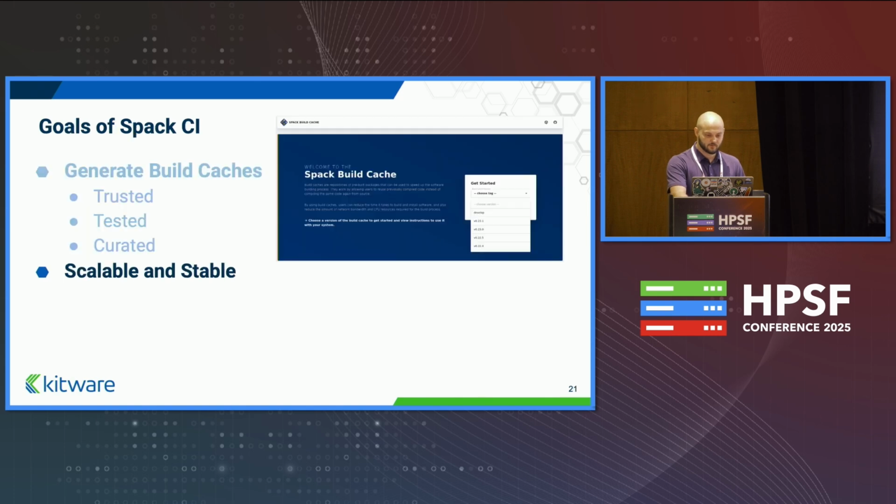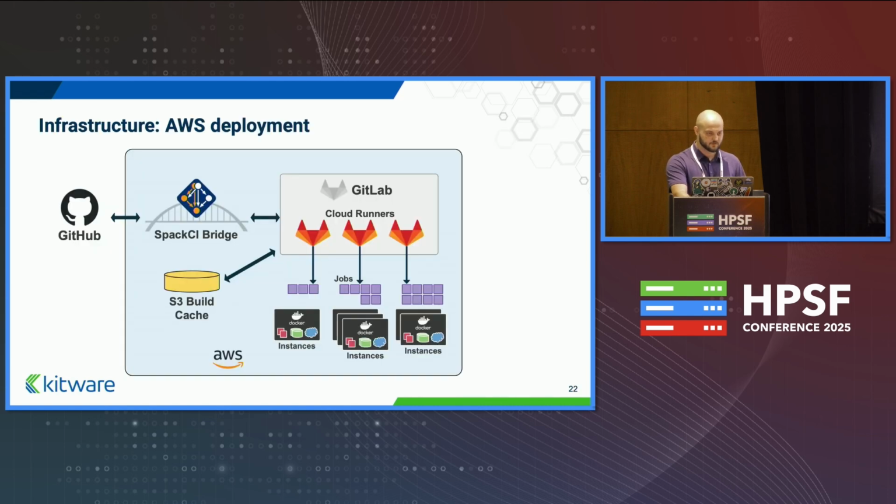All right, so the last part of this, I'm going to go over the infrastructure that underlies all of this. So in the early days, it was all AWS everything. We used a lot of AWS console to spin up services, the autoscaler there, have our S3 build cache, all of the runners, and the Spack CI bridge, which would synchronize from GitHub to GitLab to run the pipelines on MRs and develop.